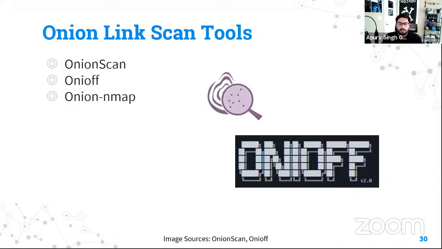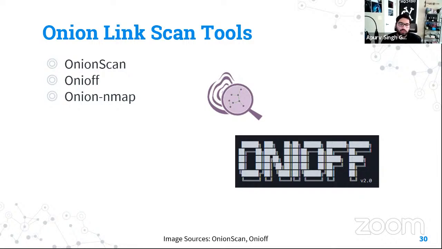Now coming to the third category, which is onion link scan tools. Let's say you have the onion links from search engine results. Before visiting those onion links, you need to scan them, like what the onion link is for, and whether the onion link is up or not. If you have a lot of onion links, you can't just manually type them into a browser and see. That's why you need tools.